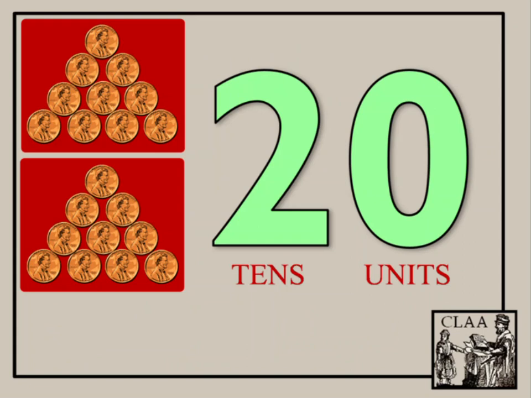If you remember, the number 19 was written with 1 ten and 9 units. The number 20 is one more than 19, and what we have are 2 sets of 10. So to write the number 20, we write a 2 in the tens place and a 0 in the units place. This is the number 20.